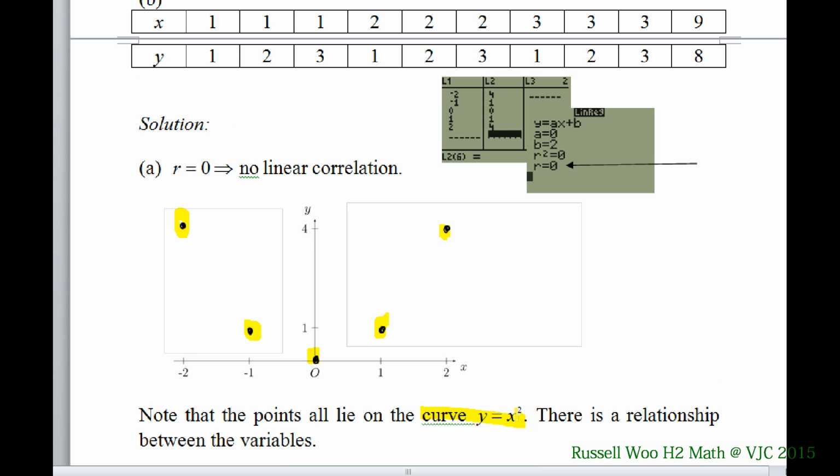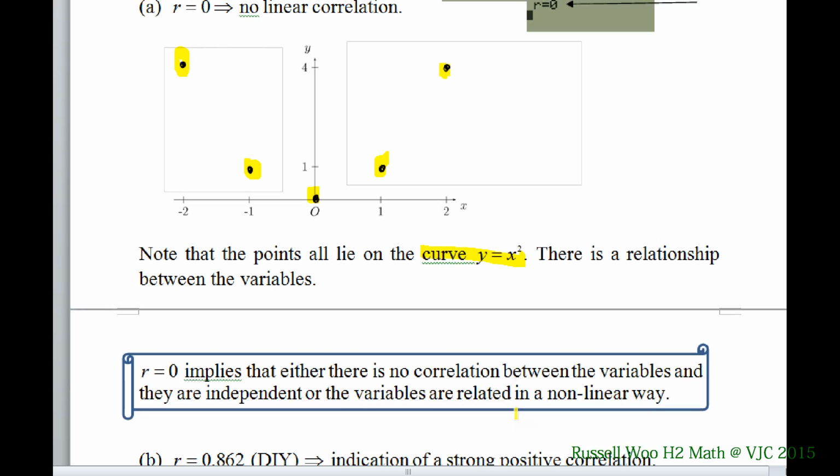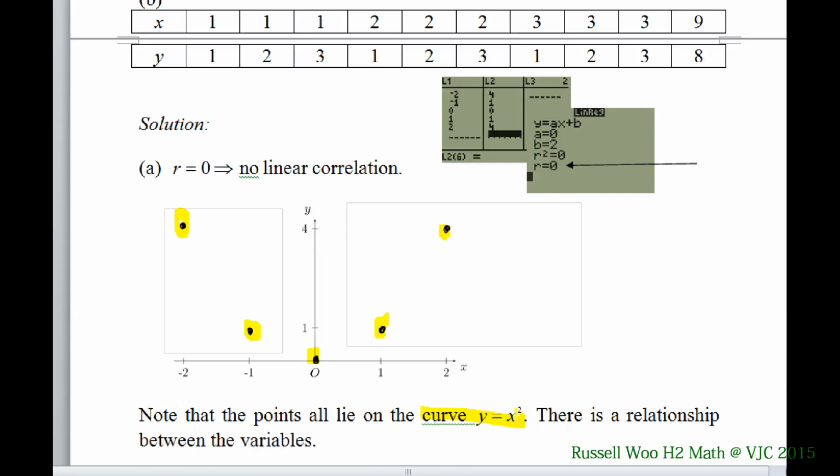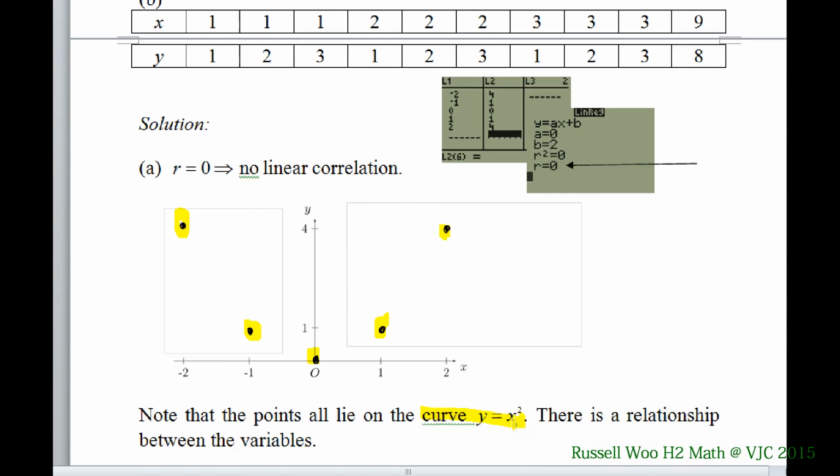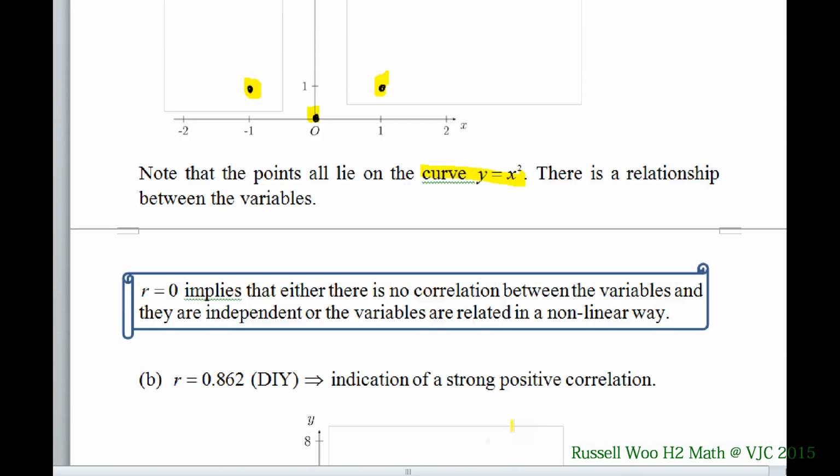Next thing. Part B. So now we have data again. I don't want to enter this into my GC. You all can do it. Or actually, you all don't need to do it. Okay? Pretend we do it and pretend that we get this value. Pretend that we get 0.862. Cut short the process.